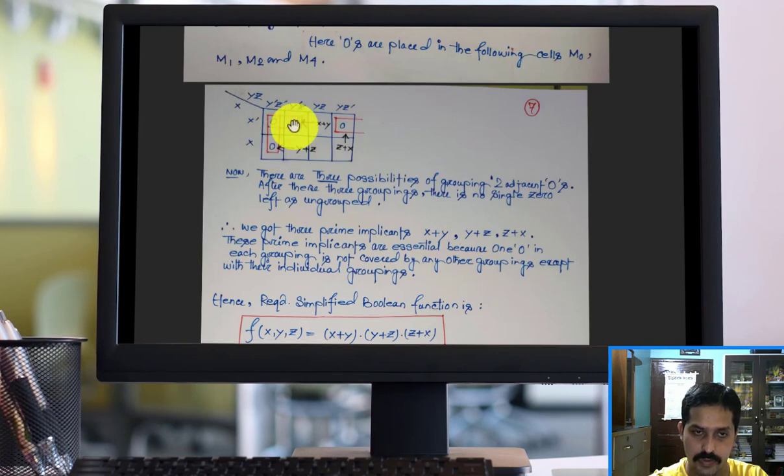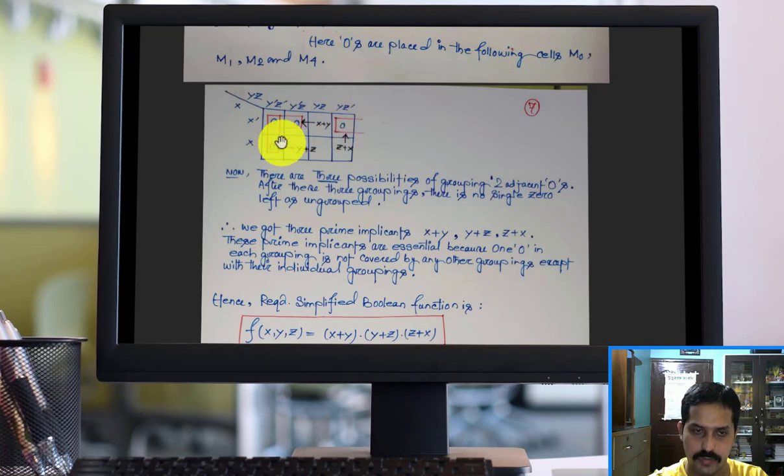This is our prime implicant position because this zero belongs to only a single group, this zero belongs to only a single group, and this zero is definitely a single group obviously. But this zero does not belong to a single group; it belongs to this column group and this row group, right? So we cannot consider this zero as a prime implicant. This is our prime implicant, this is our prime implicant, and this is our prime implicant.